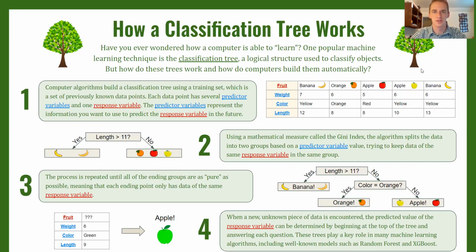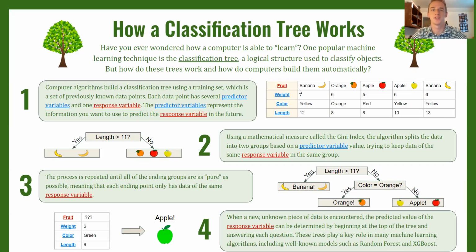So as any machine learning algorithm starts, we have to start with something for the machine to learn. In this case, look at this example. We have these various fruits and various measurements on them. The measurements, such as weight, color, and length, are called our predictor variables. And those are the ones that in the future we want to use to predict the response variable, which in this case is what fruit it is.